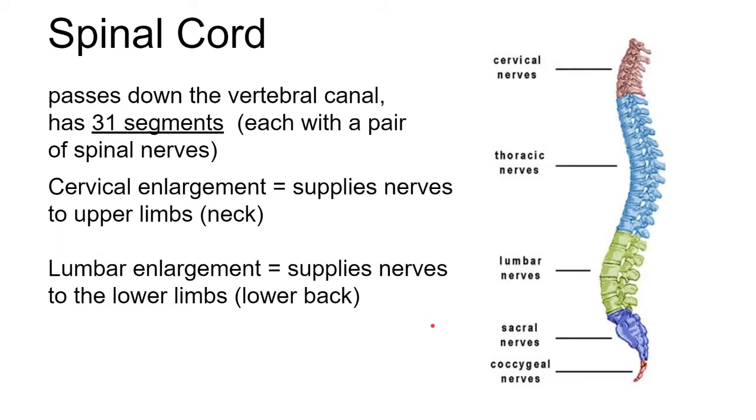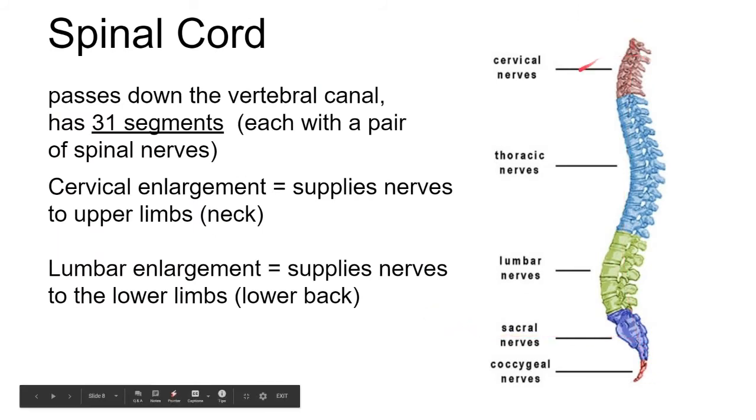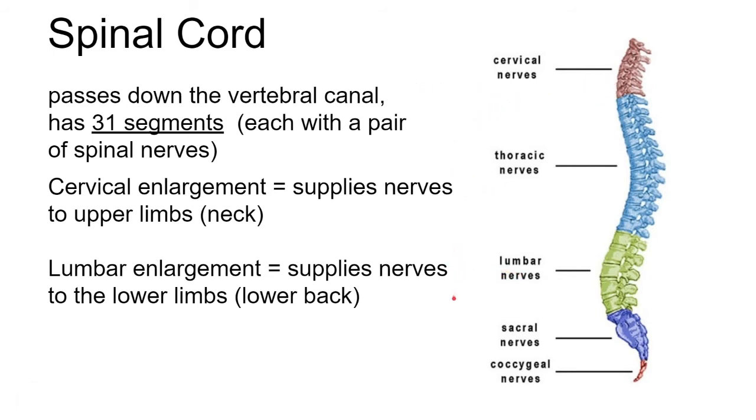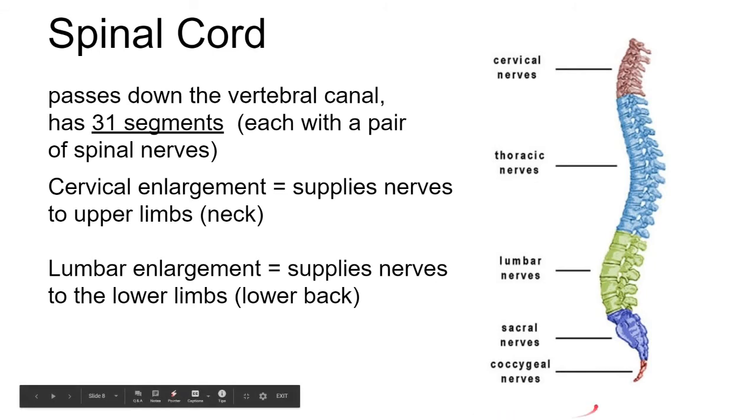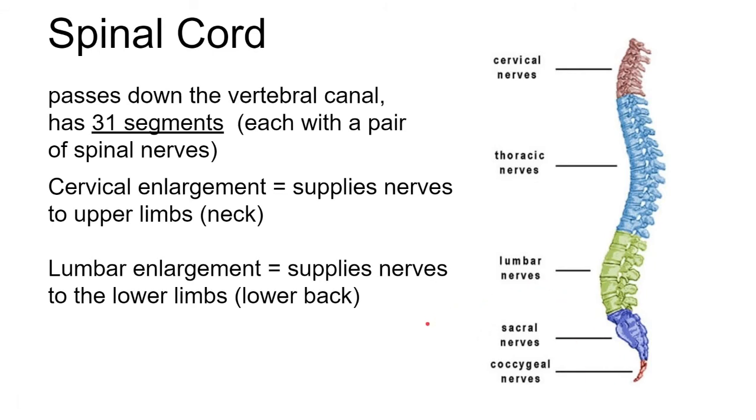The spinal cord itself, we learned about the vertebrae, how they were divided into the three segments, the cervical, thoracic, and lumbar, and then you had your sacral area at the end. Spinal cord's divided the same way. Throughout the vertebral canal, you have the spinal cord, which is your nerves. There are 31 segments, each with a pair of spinal nerves.